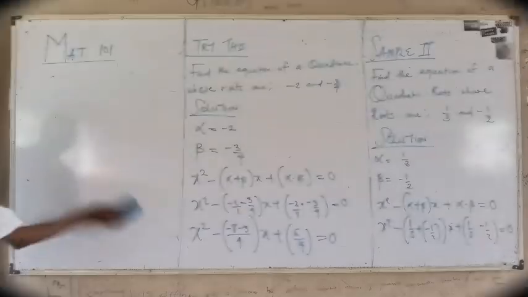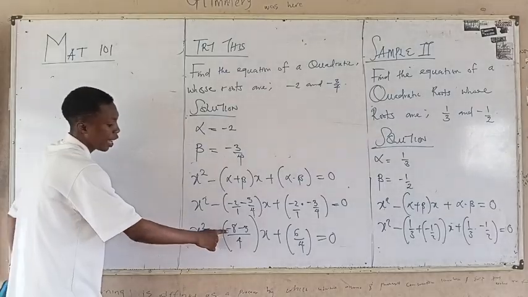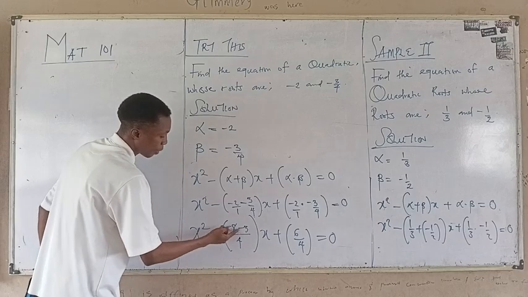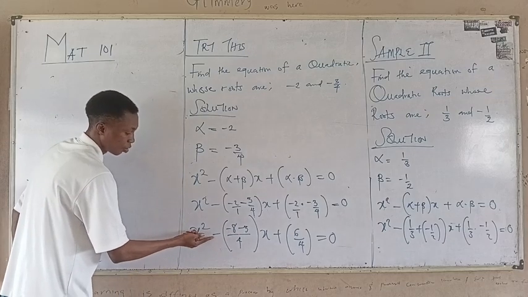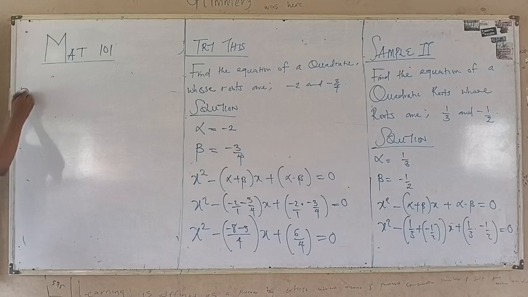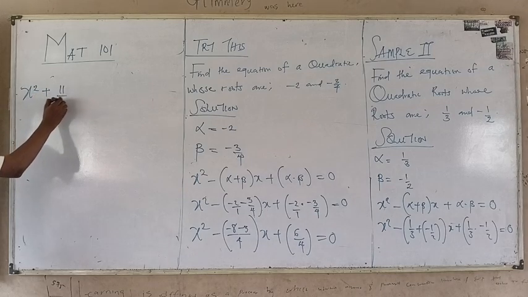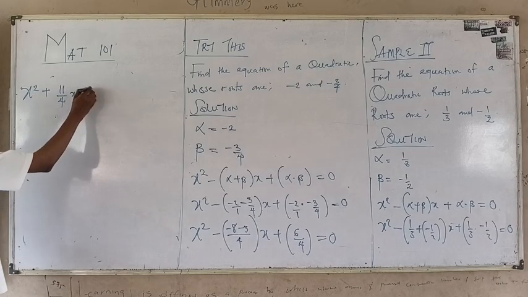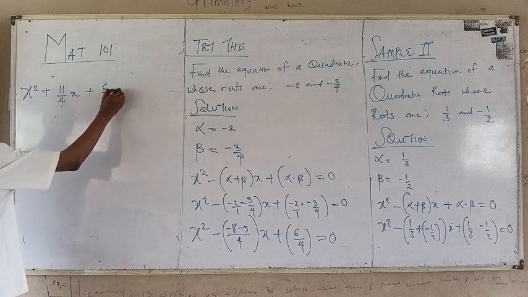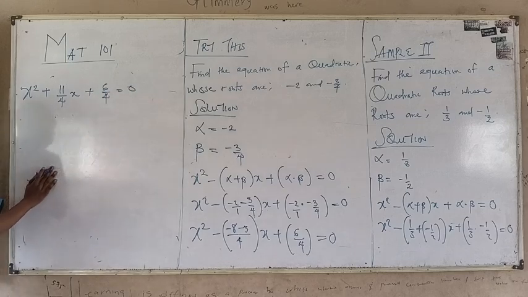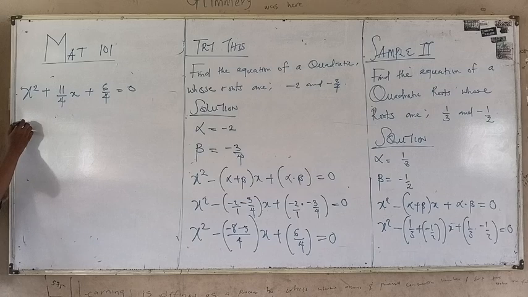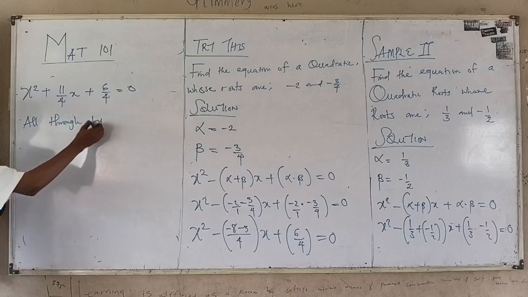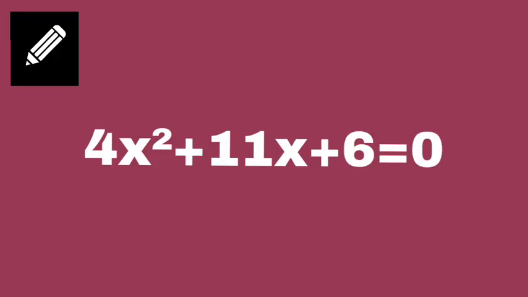Let me decide. What do I have next? Minus 8 minus 3 is what? That minus 11 affects the minus, that's plus. So that's x squared plus 11 over 4 x, then plus 6 over 4 equals to 0. Am I done? No. Multiply all through by what? 4. So what will I have? 4x squared plus 11x plus 6 equals 0.